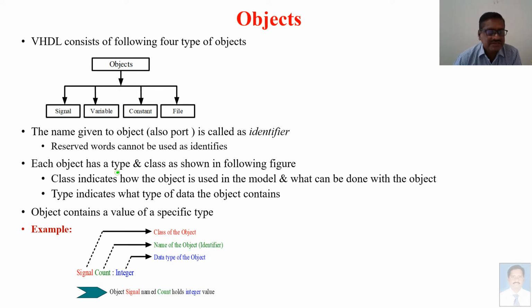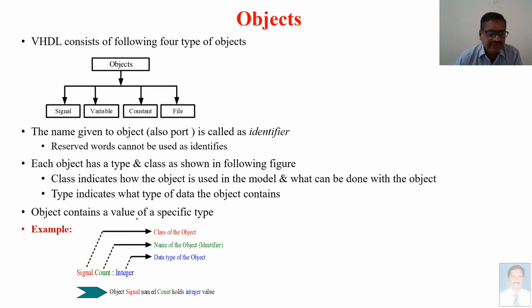Each object has its type and its class, as shown in the following figure. The class indicates how the object is used in the model and what can be done with the object. The class of the object is nothing but signal, variable, constant, file. These are the four classes of objects. Similarly, the type indicates what type of data the object contains. This is the data type of the object, maybe integer, real, enumerated, or so many others. I will discuss the data types of the objects in the next slide.